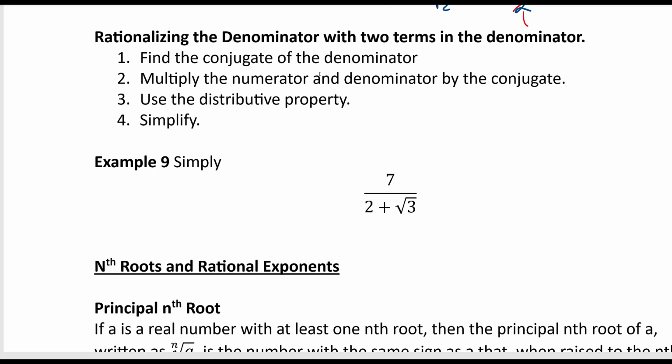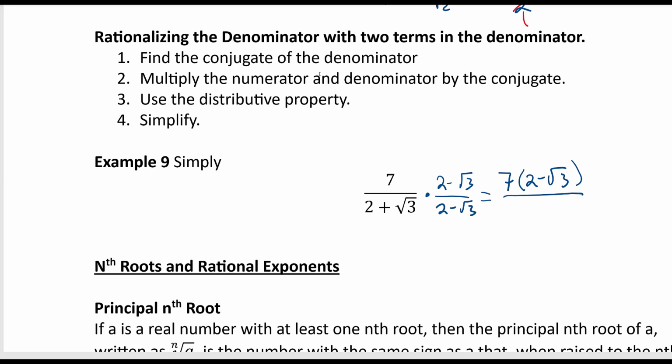So here it's 2 plus the square root of 3, so its conjugate would be 2 minus the square root of 3 over 2 minus the square root of 3. So again, I'm multiplying by 1, so I'm not changing the value, I'm changing the appearance of this. So in the numerator, I'm going to have 7 times 2 minus the square root of 3. I'll distribute that towards the end, just in case something may work out, it may not work out.